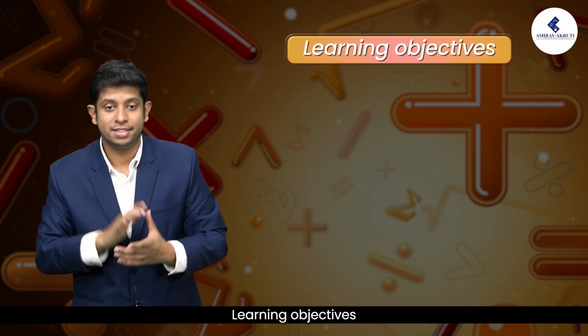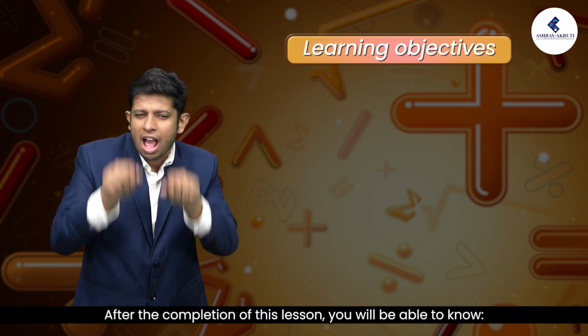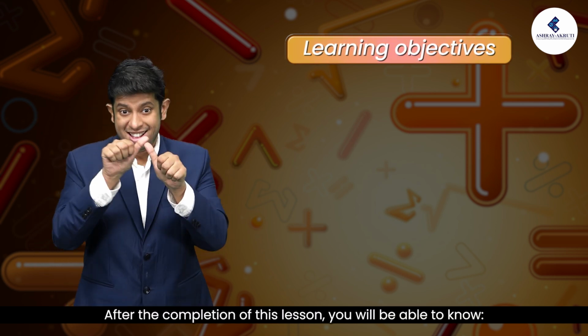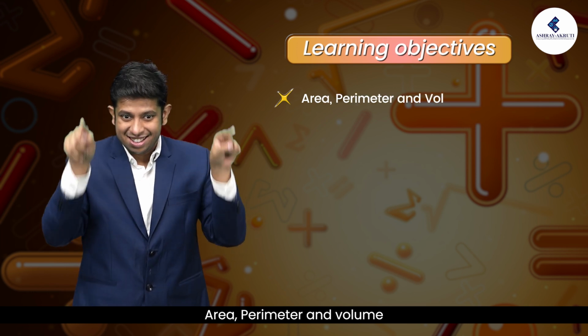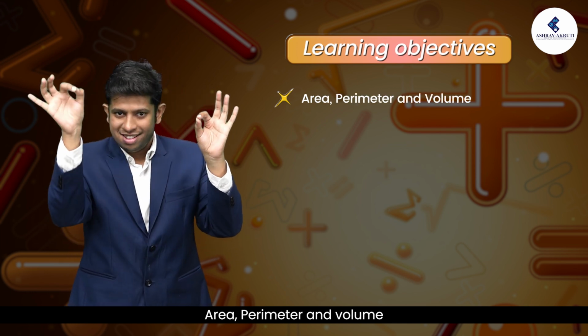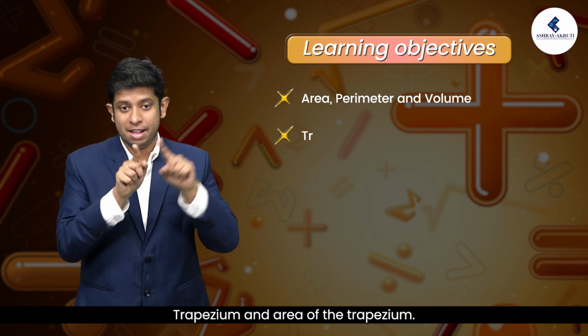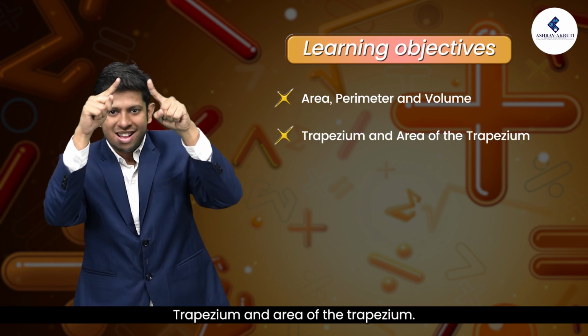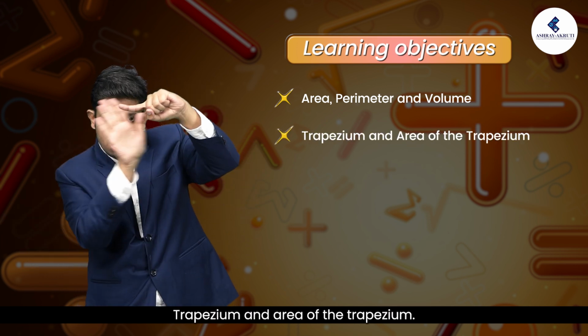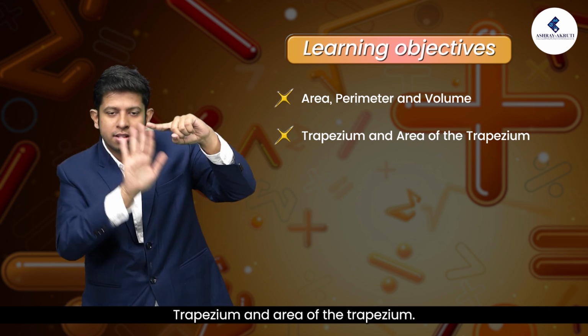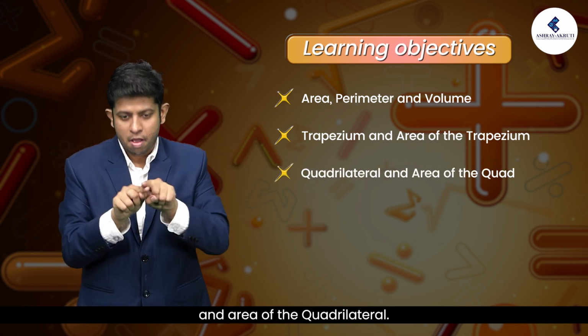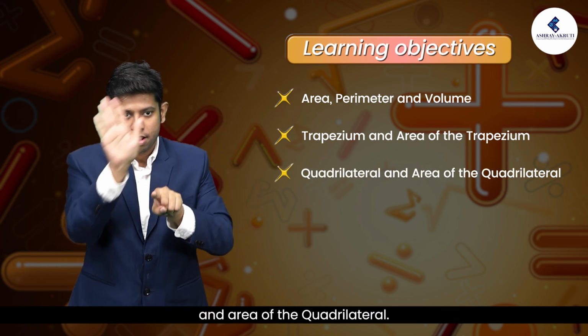Learning objectives. After the completion of this lesson, you will be able to know area, perimeter and volume, trapezium and area of the trapezium, quadrilateral and the area of the quadrilateral.